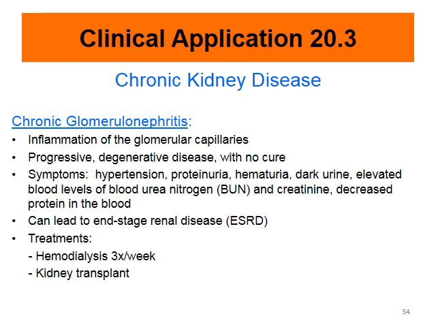Chronic kidney disease. So we talked about chronic glomerulonephritis earlier, but again, chronic kidney disease. The signs and symptoms of this would be things like hypertension, proteinuria, which is protein in your urine, hematuria, which would be blood in your urine, dark urine, elevated blood levels of blood urea nitrogen and creatinine, and decreased protein in the blood. It can lead to what we call end-stage renal disease, which again would be where you need to have a kidney transplant or be on dialysis about 3 times a week.